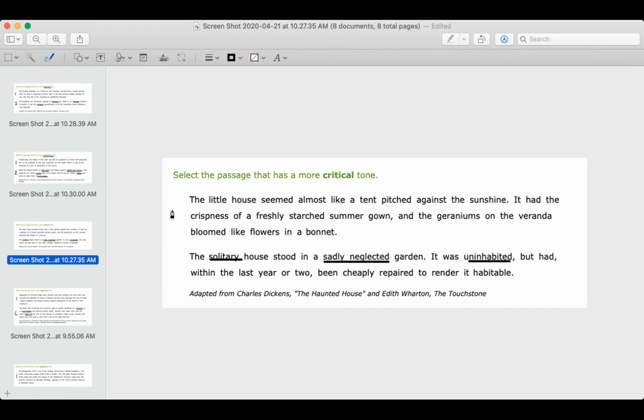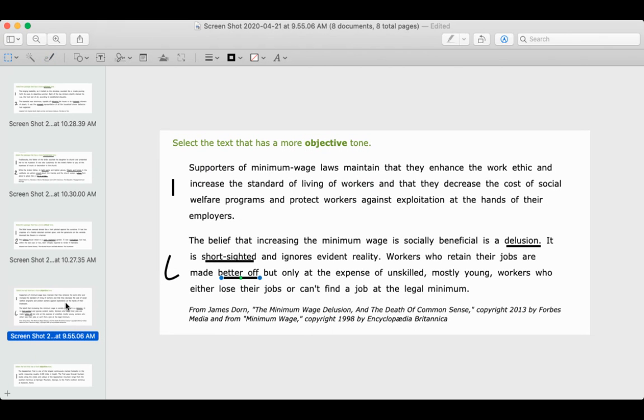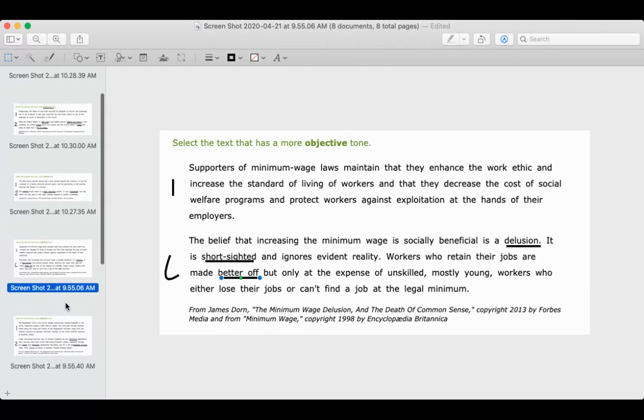Okay, if we look at again these examples for 1 and 2, the more critical tone is number 2 with some of the word choice here. It talks about this little house. It doesn't mention the sunshine or the veranda or flowers. Instead, it has more negative terms to look at. So those are a couple of positive and negative examples, but I'd like to look too, especially at some objective tone.